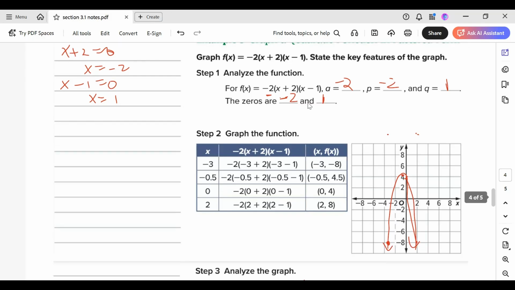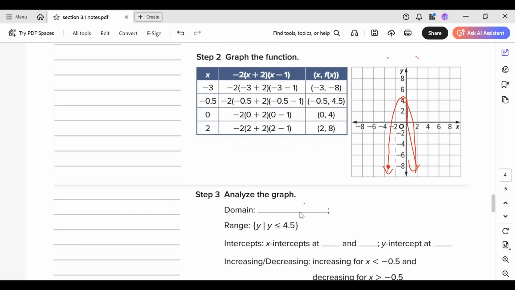Okay. So now when we look at our problem, it says the domain. So the domain, remember, domains are your x's. So it's going to the left and right. It keeps opening, so it's going to be all real numbers. The range are our y values. So notice that y is below the 4.5, pointing down.